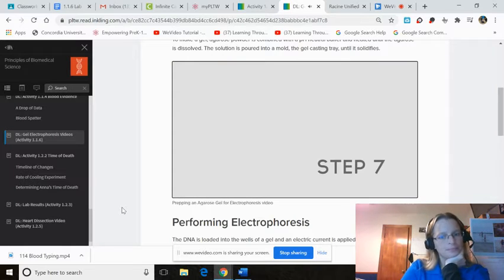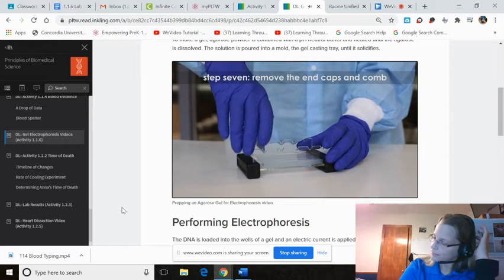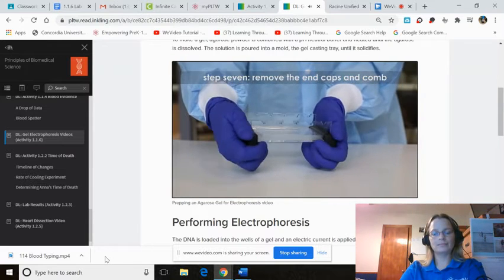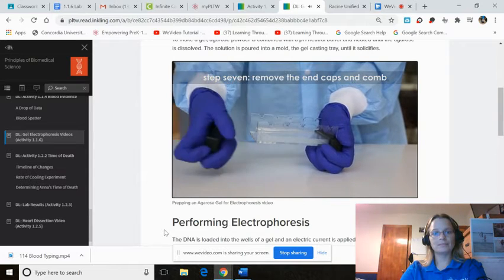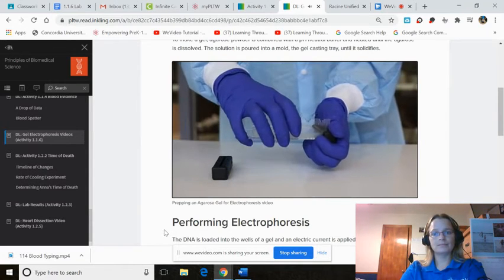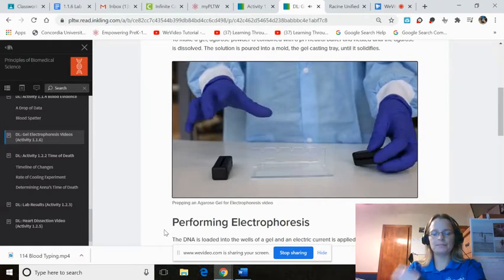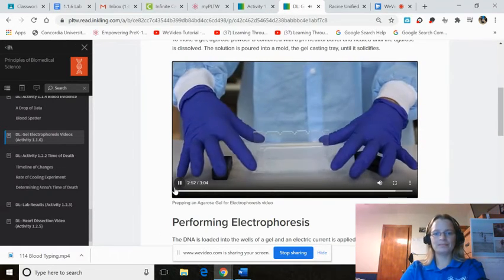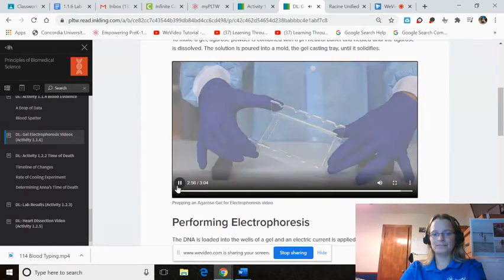Step 7. Remove the end caps of the cone. Particularly, removing the cone and end caps to prevent damage to the gel. And now you have your gel prepared and ready for electrophoresis. Now continue to perform electrophoresis.